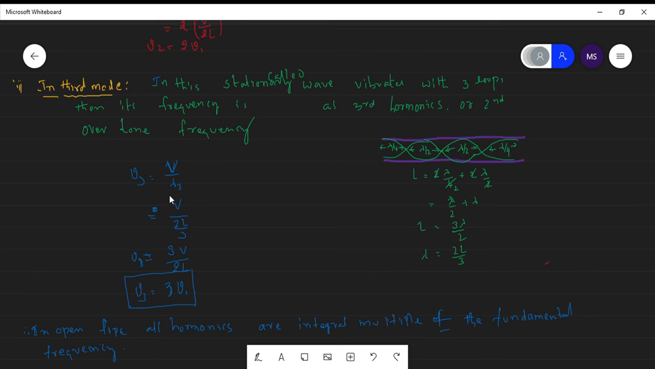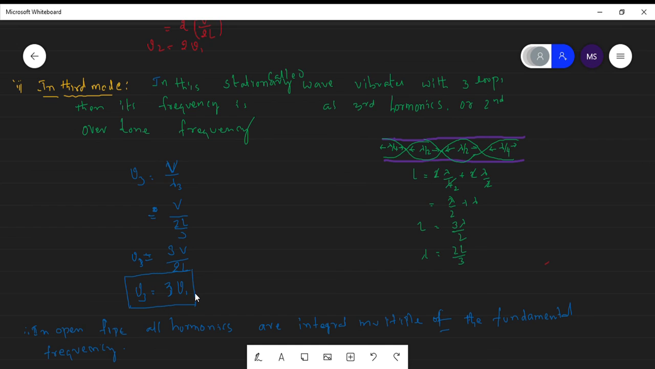So the frequency nu3 is equal to v by lambda3, where lambda3 is 2L by 3, because in the third case the wavelength is lambda3. Taking the denominator into the numerator, we get 3 into v by 2L. V by 2L is the fundamental frequency. So this frequency is the third harmonic frequency, 3 into the fundamental frequency, or the second overtone frequency.